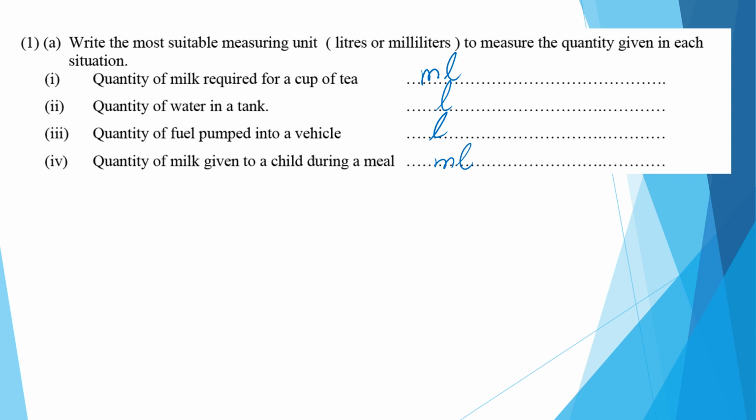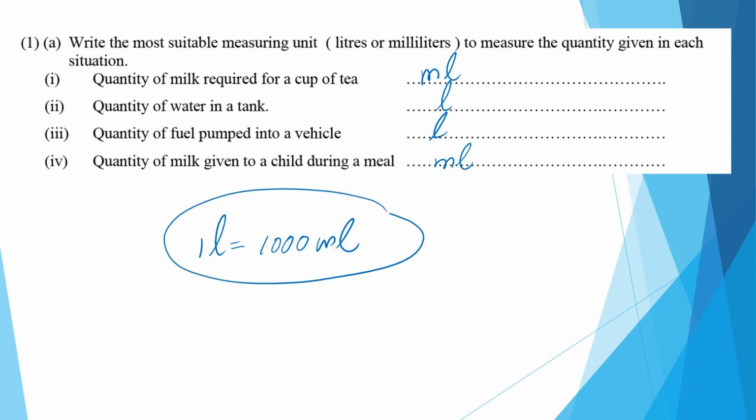The relationship between liters and milliliters is not asked here, so maybe you can understand that. 1 liter is equal to 1000 milliliters, and I think you should keep this in mind if you want to answer the questions further. For these four parts, this has not been asked, only if you have these things you will get the marks.